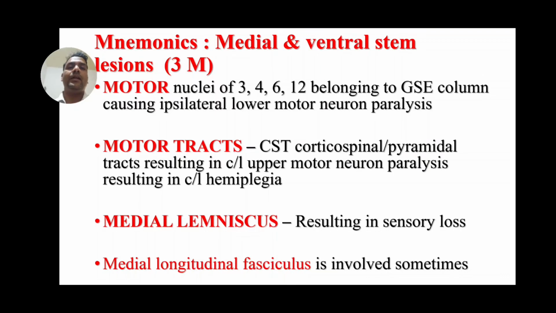For example, involvement of the third nerve nucleus is called Weber syndrome, where there is ipsilateral oculomotor nerve palsy and contralateral hemiplegia. Sixth nerve, abducent: Raymond syndrome, ipsilateral abducent palsy, contralateral hemiplegia. 12th nerve: medial medullary syndrome, ipsilateral hypoglossal nerve palsy and contralateral hemiplegia with involvement of the medial lemniscus.